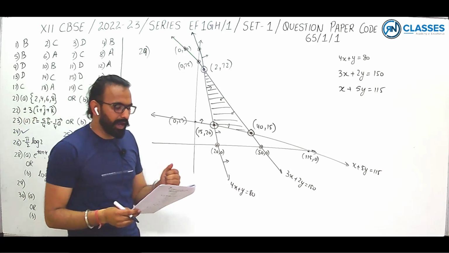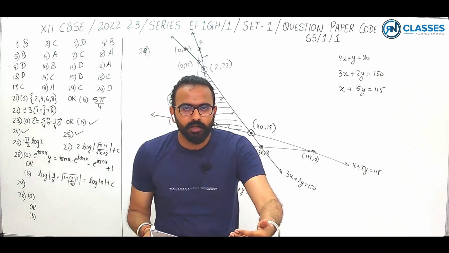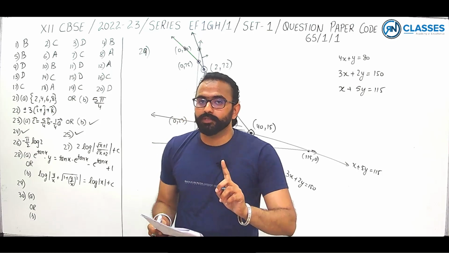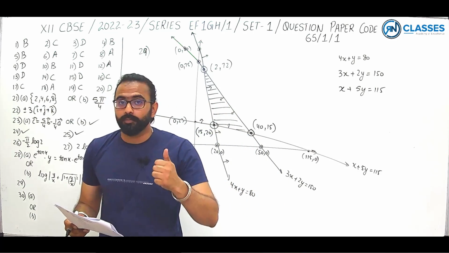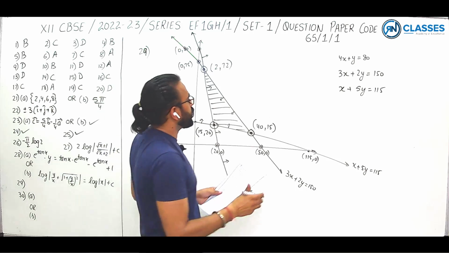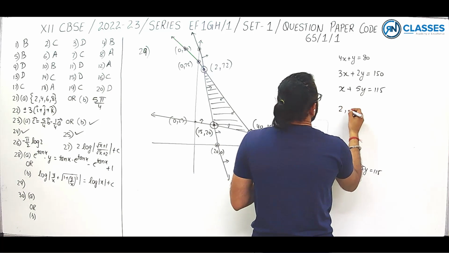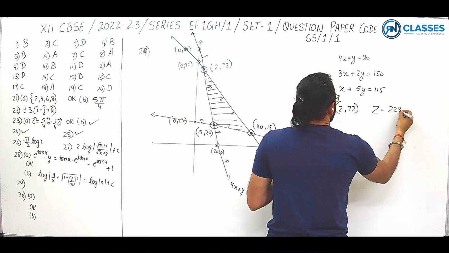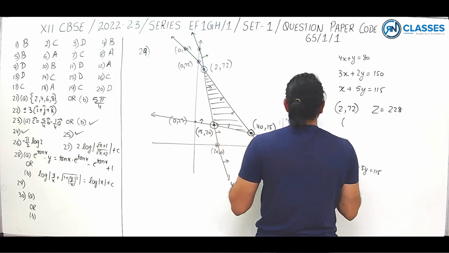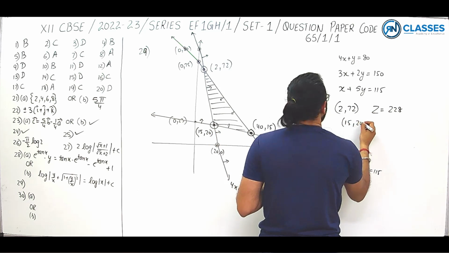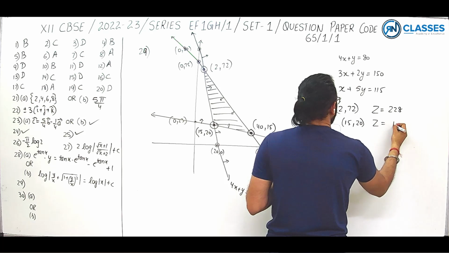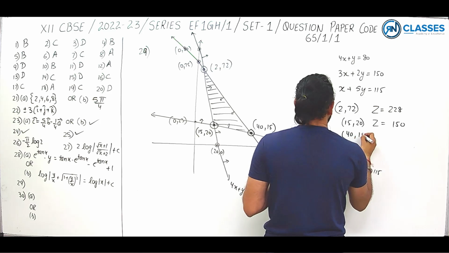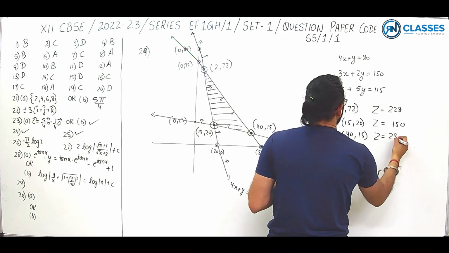Corner points हमारे पास आ गए, and we have to maximize the objective function. हमें पता है अगर objective function की maximum value exist करेगी, वो definitely corner point पे ही exist करेगी. तो इन corner points के corresponding objective function की value we can easily find. Z turns out to be 228, and इस point के corresponding, that is 15, 20, Z turns out to be 150, and इस point के corresponding, which is 40, 15, Z turns out to be 285.